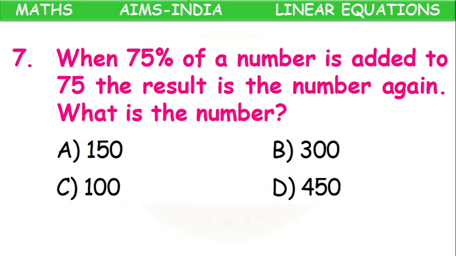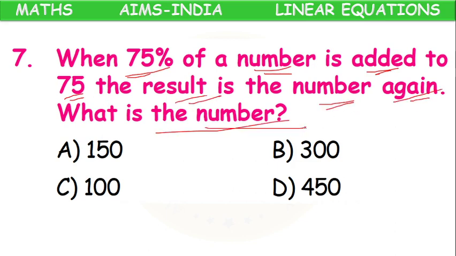Next. When 75% of a number is added to 75, the result is the number again. What is the number? So observe carefully, children. 75% of a number means 75 by 100 of a number, let it be x. 75 by 100 into x is added to 75.